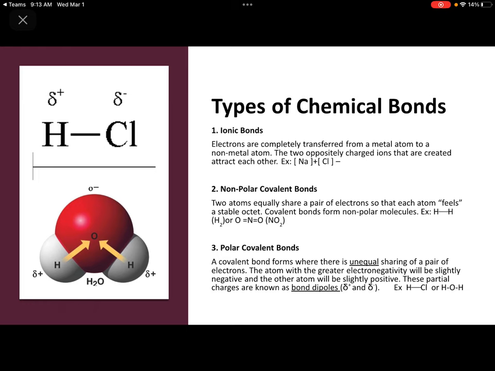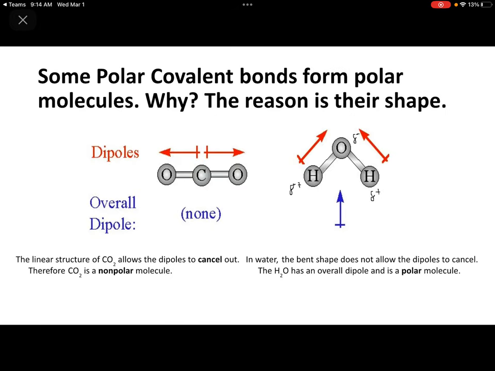And then we have polar covalent, and that's when we have unequal sharing. So that's when we have our dipoles being shown, whether it is partially positive or partially negative. And you can see some examples on the left here of our polar covalent because it has the dipoles.